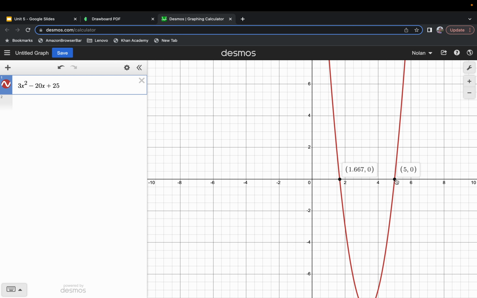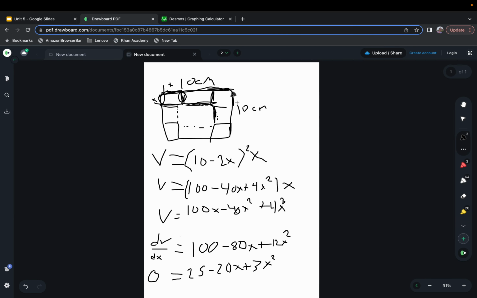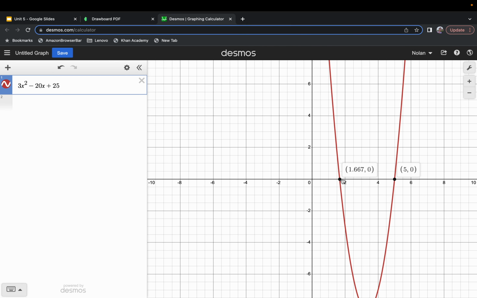And we already said earlier, this is where it comes back, if we were to take out a segment that is 5 centimeters long, and this whole thing is 10 centimeters long, we would end up taking out the entire thing, which is not feasible. All 4, we would end up cutting it. We wouldn't be able to fold it up. So we cannot use this 5, so we have to use this 1.667.